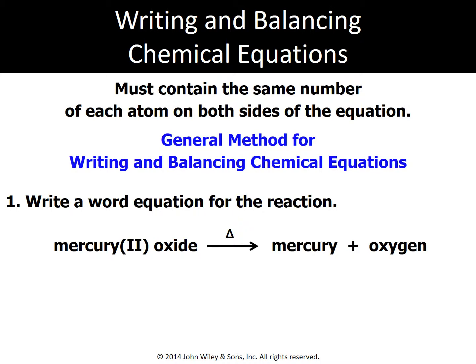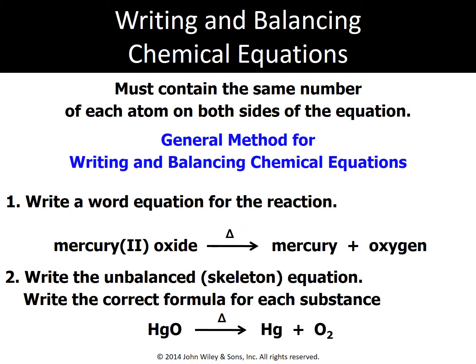We're going to go from mercury(II) oxide to mercury plus oxygen. Since the Roman numeral is there, we know mercury acts as positive 2. So when we write mercury oxide, HgO yields Hg plus O2. As you can see here, we have one mercury on the left, one oxygen on the left, and on the right we have one mercury and two oxygens.